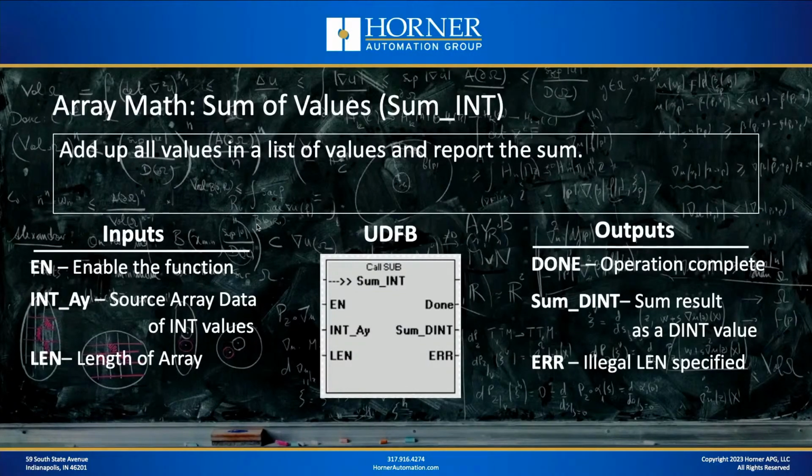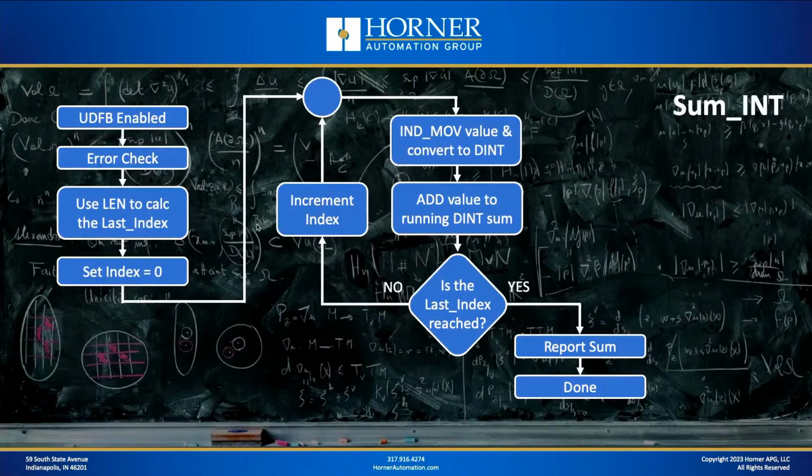Let's take a quick look at the flowchart for the sum. Pretty straightforward. We're going to calculate what our final index is going to be as we're working our way through the array. We're going to start with an index of 0. We're going to use an indirect move to pull the first value out of the array and add it to a running sum, which is going to be in double integer format.